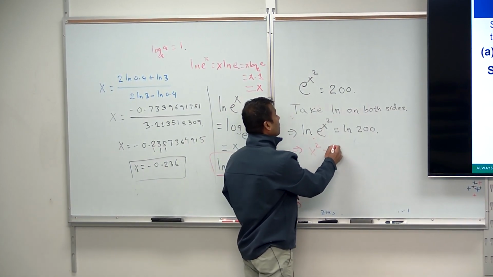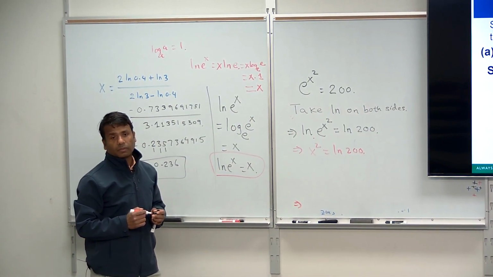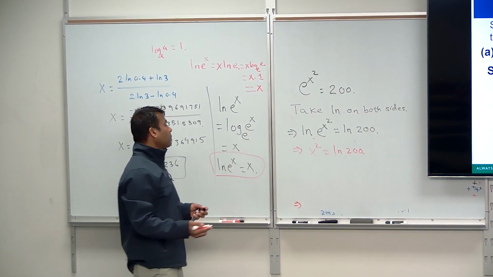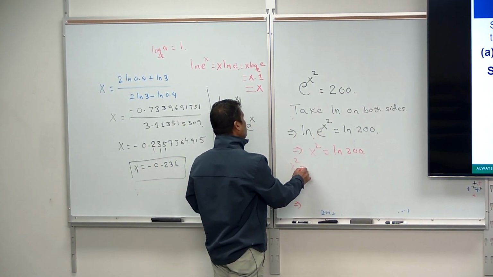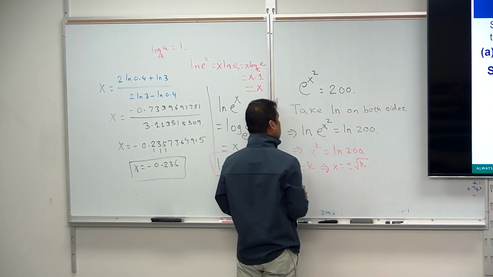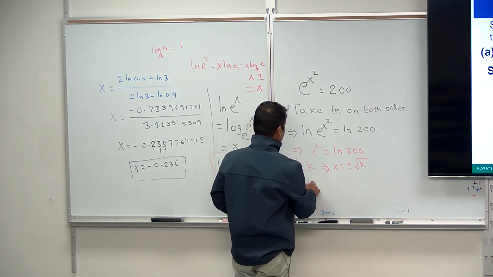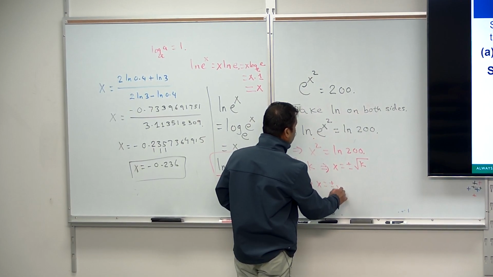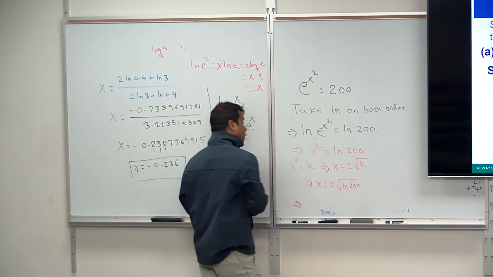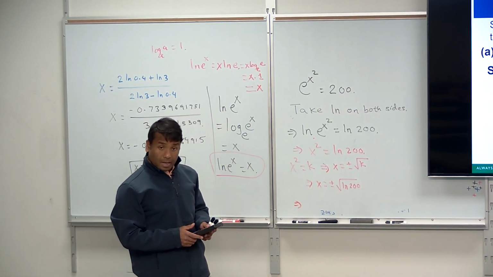exactly, x squared equals ln 200. And use the square root property. Remember the square root property, if x squared equals k, then x equals plus or minus radical k. So this is the square root property, right? If you use that, what will you get? You will get x equals plus or minus radical ln 200. And use a calculator to find the value of radical ln 200.